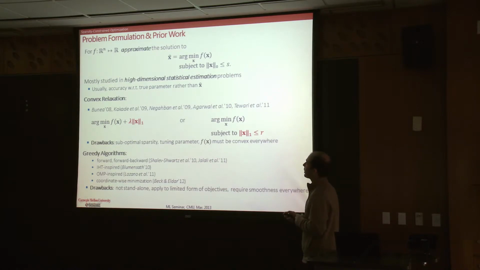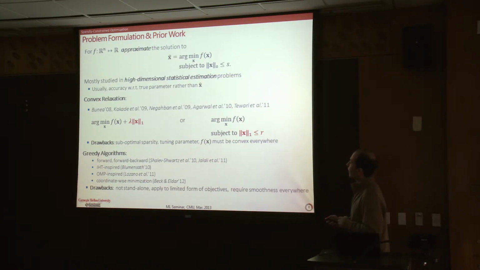So the problem is that we have an objective function from R^n to R, and we want to approximate the solution to this optimization problem. This is mostly studied in high-dimensional statistical estimation. And usually, instead of measuring the accuracy of your algorithm with respect to this exact minimizer, you want to measure the accuracy with respect to the true parameter of your model. So again, you have convex relaxation methods for approximating this optimization problem.